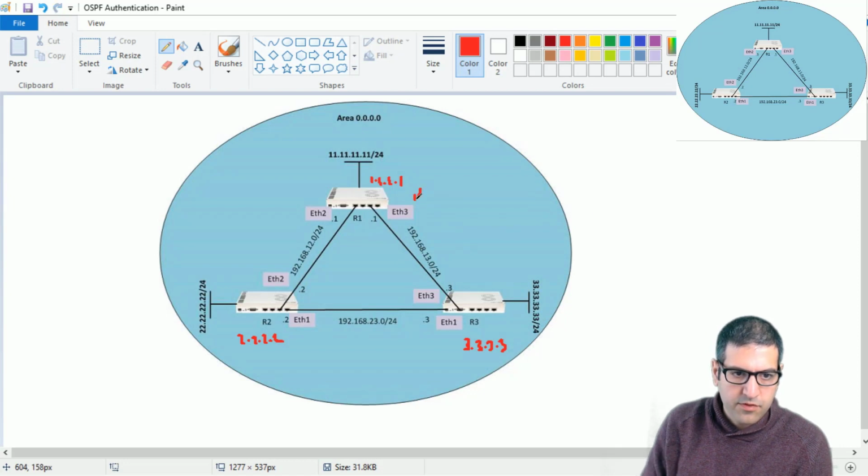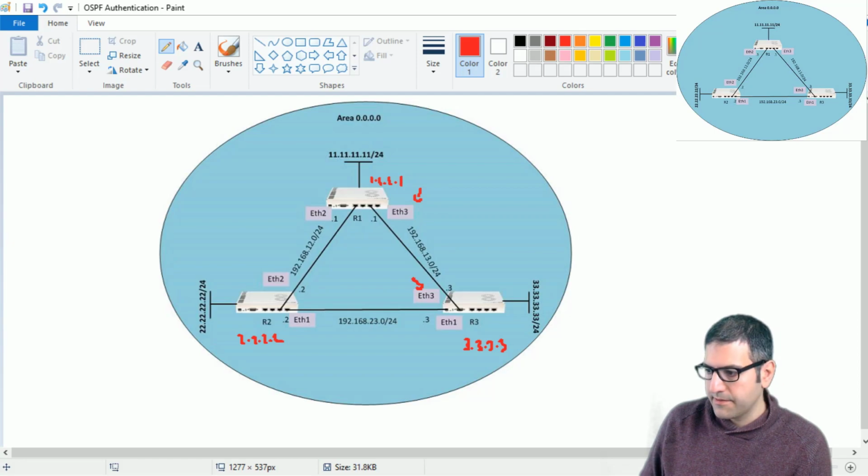So we have to go to Ethernet 3 on both routers. And we need to use the MD5, okay? And that's the hashed or the encrypted way. That means that our password will not be shown in case someone is able to capture our traffic, okay? Router 1 and router 3.